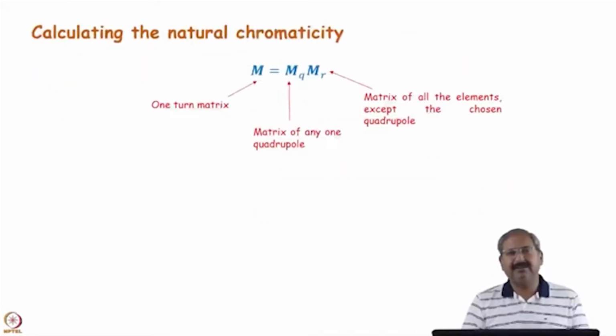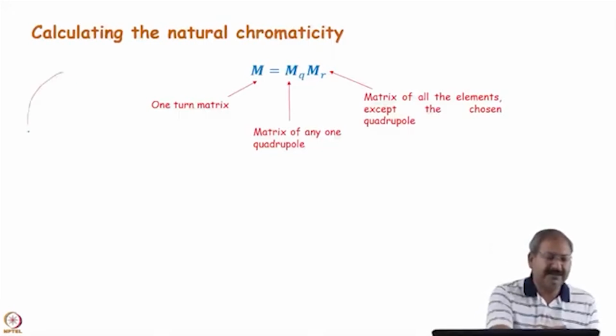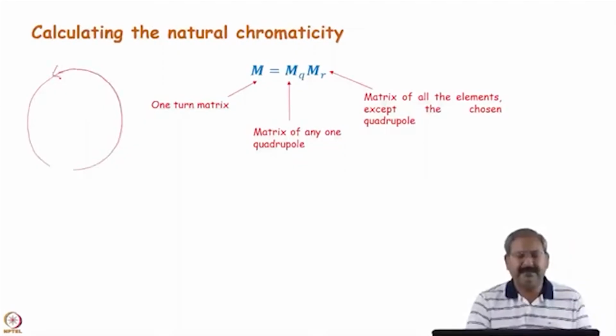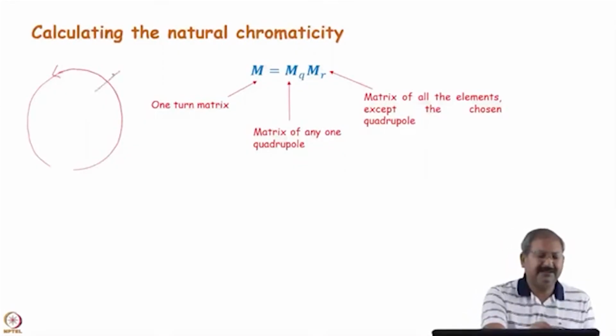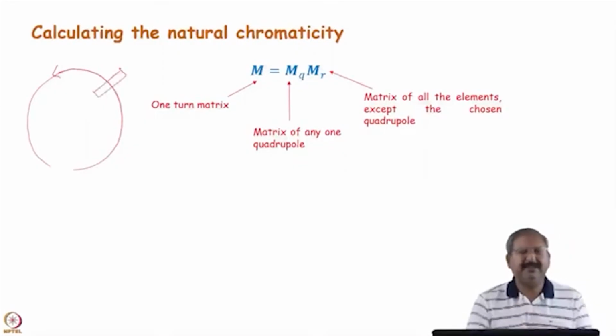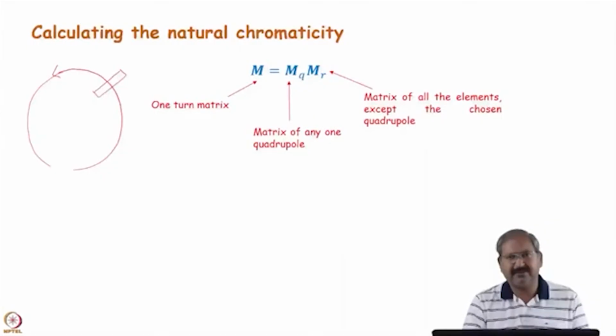How can we calculate the chromaticity? Now we have quantified the amount of chromaticity if we know the lattice, or if we know the twiss parameters or the strength of the quadrupole. Can we compute the chromaticity? We are going to derive that formulation. Now suppose this is a complete design path in a synchrotron, and there is one quadrupole, and we are looking at the effect of this quadrupole on the off momentum particle.